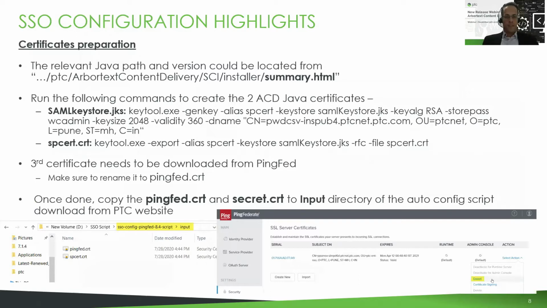A couple of highlights that you might want to consider while going through this process. In terms of the certificates preparation, I'm specifying here the relevant scripts that you need to follow. Those are the two certificates that need to be created. For the other one that's coming from Ping Federate, you just need to go to the security section on the IDP on Ping Federate and click export, and it will download the file that you need. And once that's done, you just need to copy those two files into the input directory of that auto configuration script directory structure that is specified here on the bottom left, and put it under the input folder.